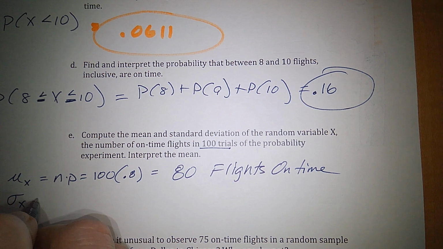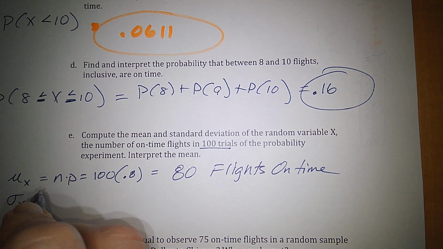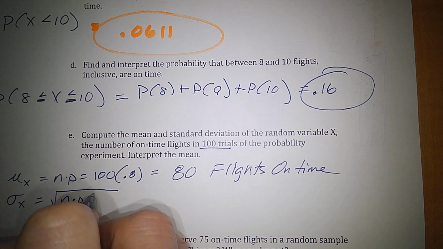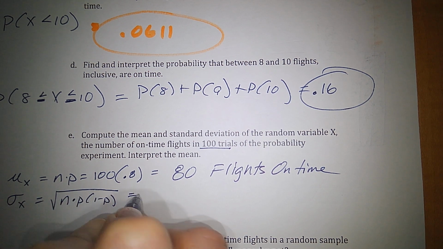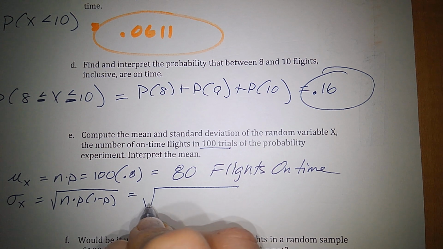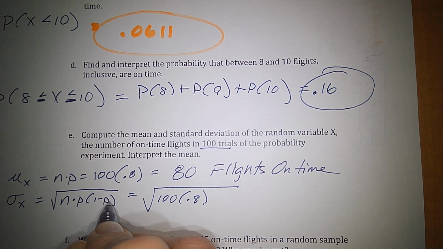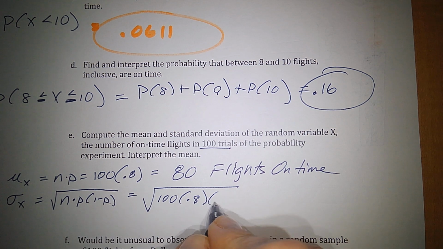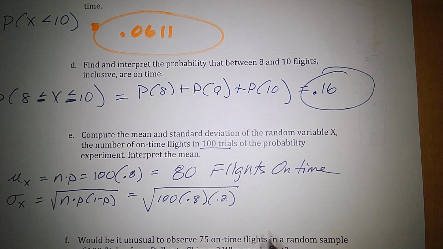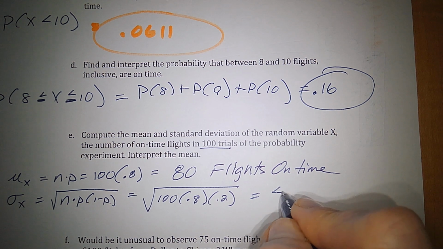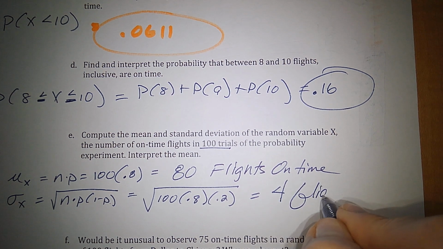Standard deviation of the random variable x is going to be equal to the square root of n times p times 1 minus p. N is 100, p is 0.8, 1 minus p is the probability of failure, which is 0.2. When you put this into your calculator, you're going to get 4 flights.